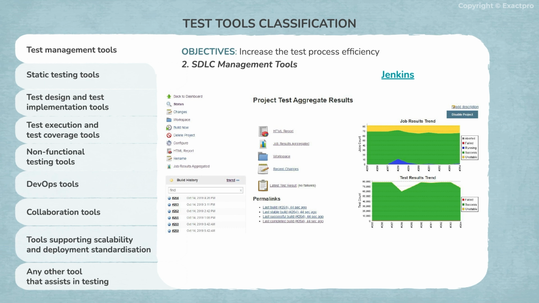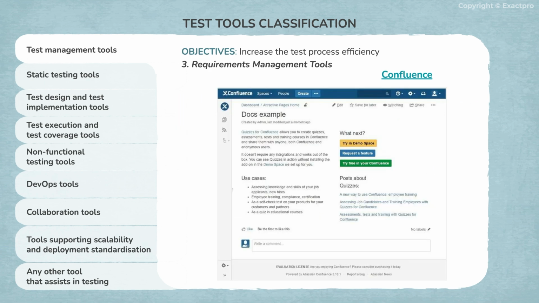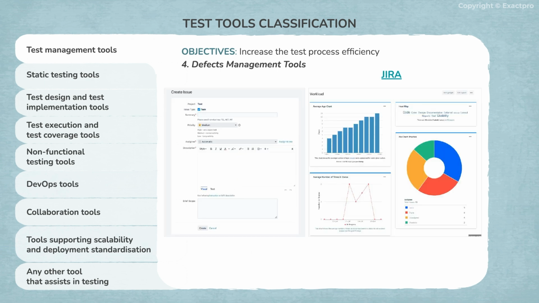Example, Jenkins. Requirements management tools provide software where you can work with requirements, for example, edit, read, comment, and get statistics on their scope. For example, how many requirements are ready or in progress. Example, Confluence. Defect management tools are similar to the requirements management tools, but they focus on defects. These tools allow you to raise defects, check progress, and get some statistics.